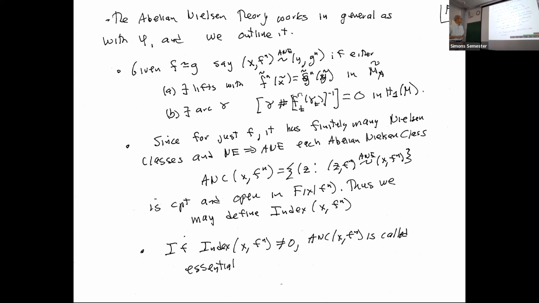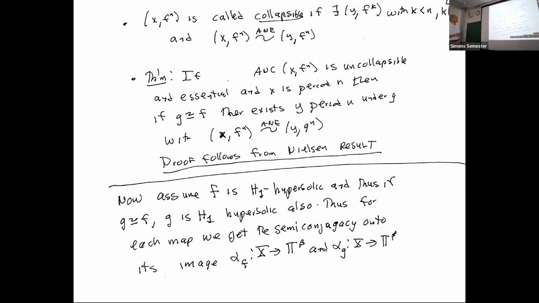So you conclude that, because each abelian Nielsen class is made up of unions of regular Nielsen classes, there are finitely many of them, and you can have a collection of abelian Nielsen classes. Each is compact and open. So you can define the index. This is just imitating all of Nielsen theory quickly. If your index is non-zero, your class is essential, and collapsible classes are defined the same way.